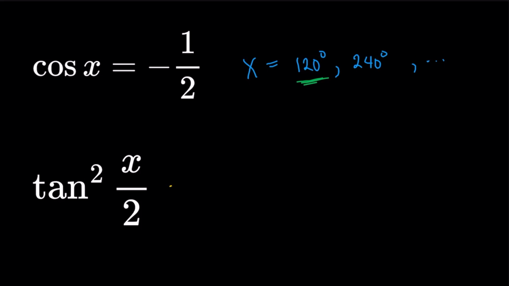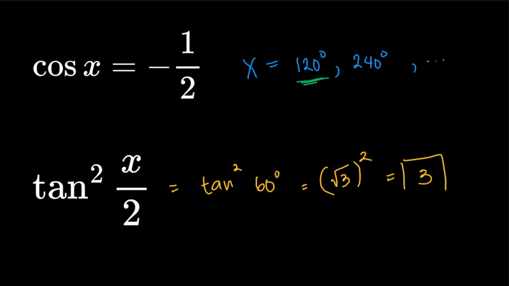Now tangent squared of x over 2 becomes tangent squared of 120 degrees over 2. Now 120 over 2, that's 60, so tangent squared of 60 degrees. Now we know that tangent 60 is square root of 3, right? So we just get the square of the square root of 3, and that's just going to give us 3 as the answer. So lucky for us that we have x here to be a special angle, so we can easily get the value of x.